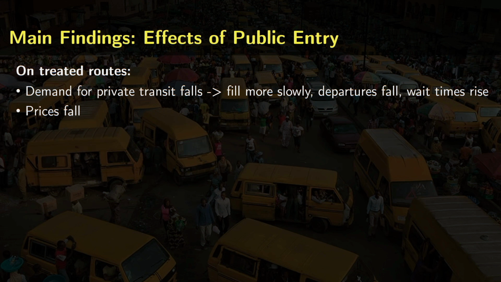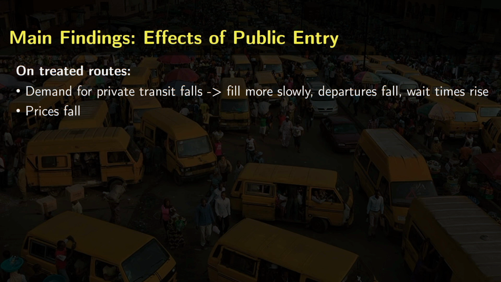So what did we find? On the treated routes, where these private minibuses face competition from the new government service, demand for minibuses fell. That meant that these buses now filled more slowly, but because the buses wait until they're full before they depart, the slower rate of filling meant that departure rates fell. And so wait times for people who continue to use the private system rose. As departures become less frequent, people have to wait longer.